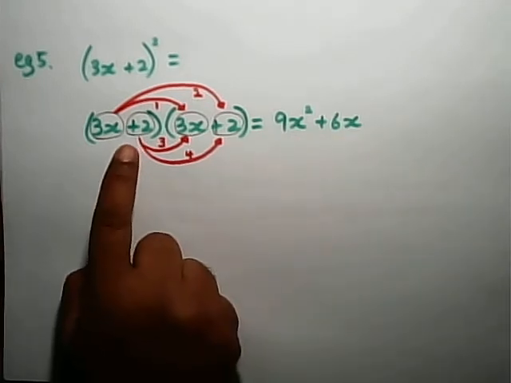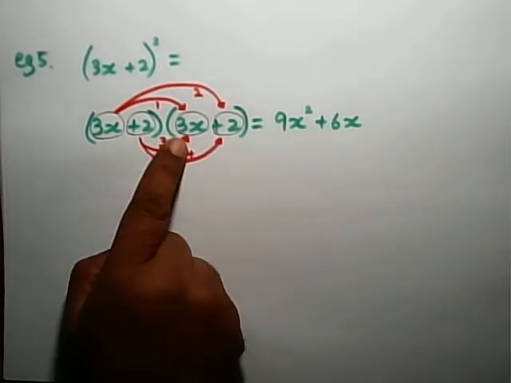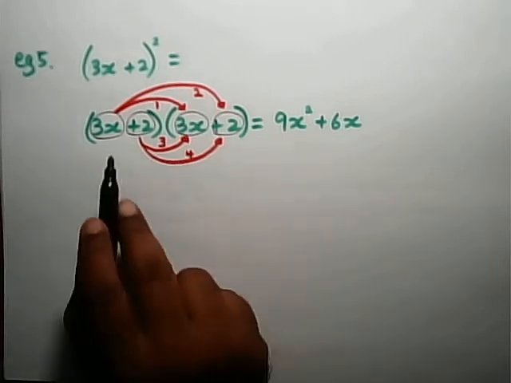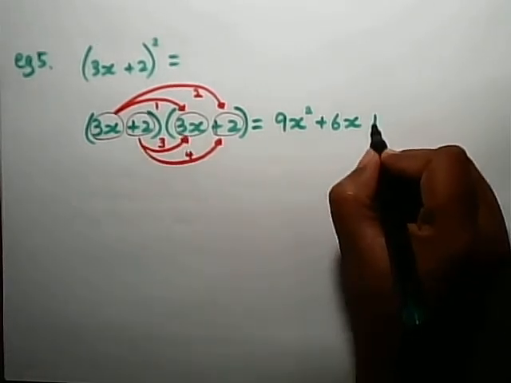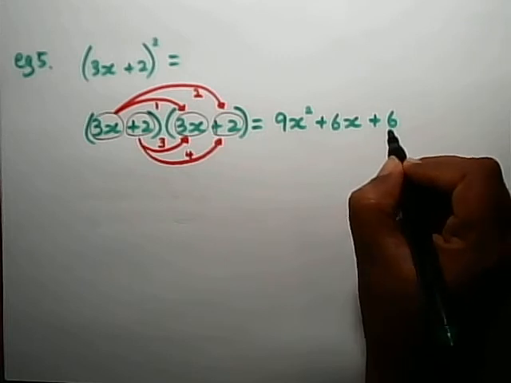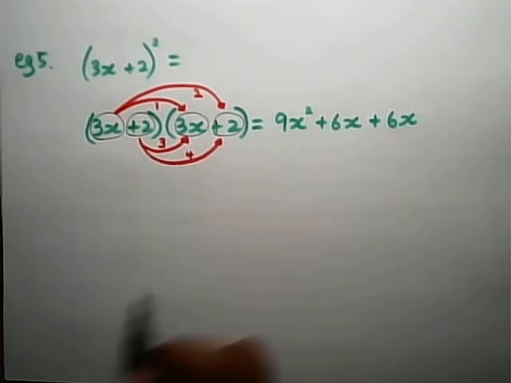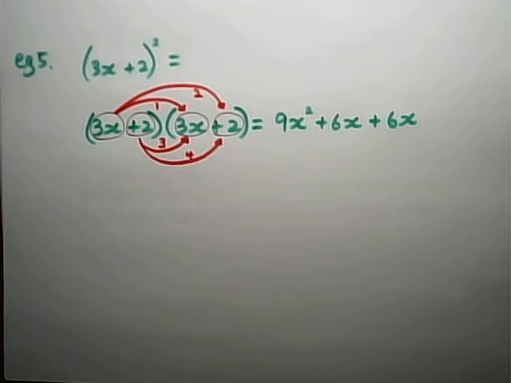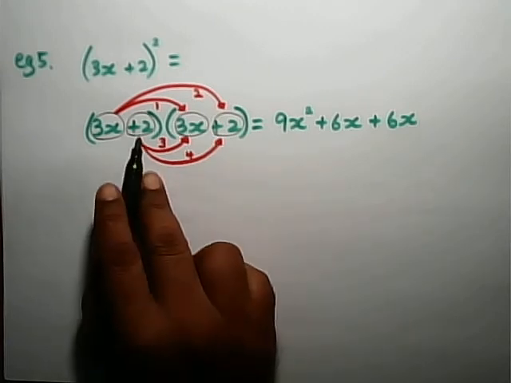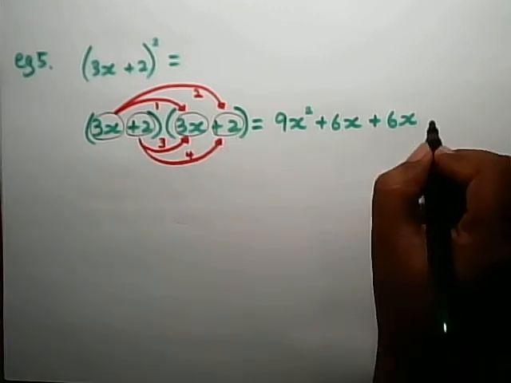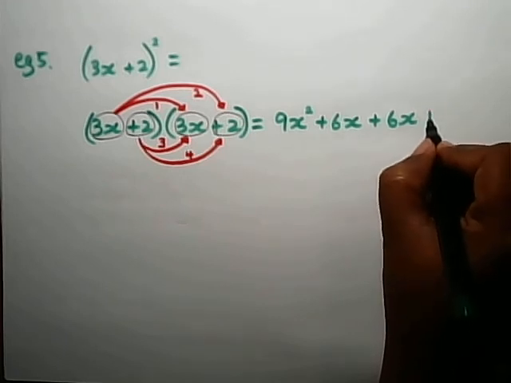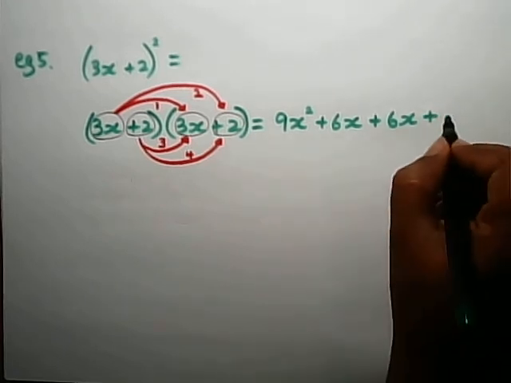Now step 3, a positive 2 times 3x. 2 times 3 is 6. So positive 2 times 3x is 6x. Then step 4, a positive 2 times a positive 2 is 2 times 2 is 4.